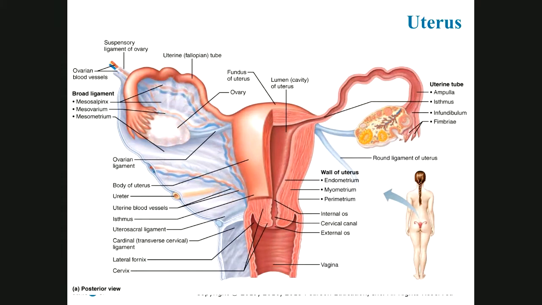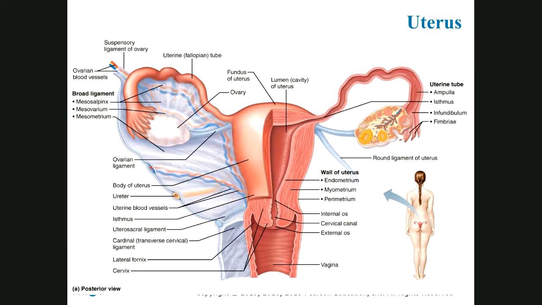Don't confuse it with the isthmus of the fallopian tube. This is the uterine isthmus, and it's inferior. So the fundus is the superior part, the isthmus is the inferior part. And then we have the cervix, the narrow neck that projects into the vagina.